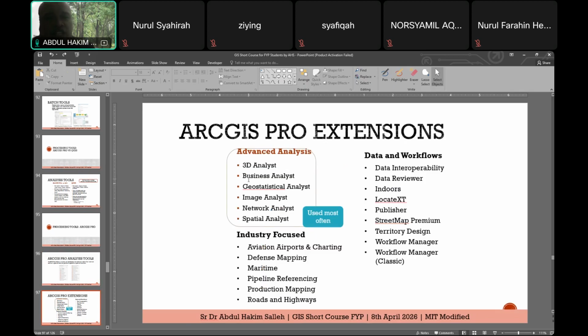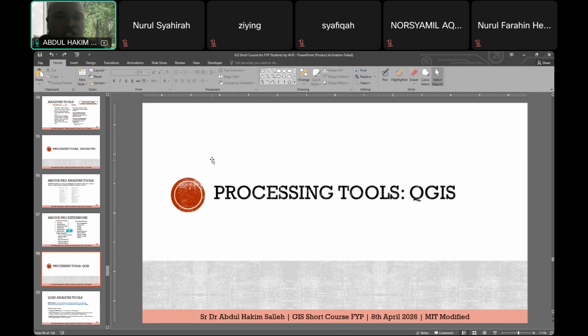The 3D Analyst, Business Analyst, Geostatistical, Image, Network, Spatial Analysis, and so on. There are also Maritime for defense mapping, and a lot more. This is from the ArcGIS Pro extensions.